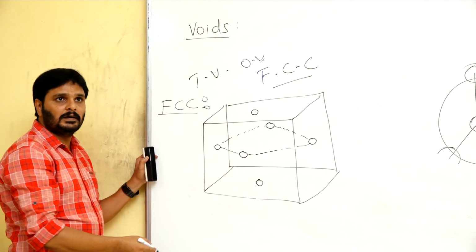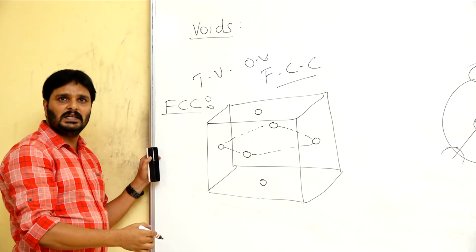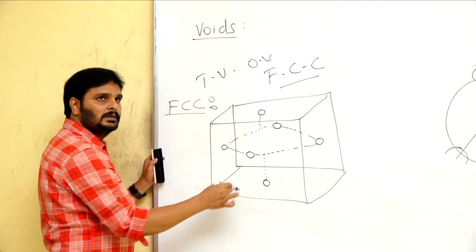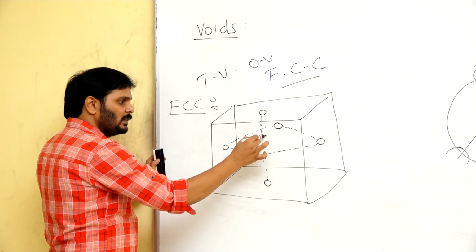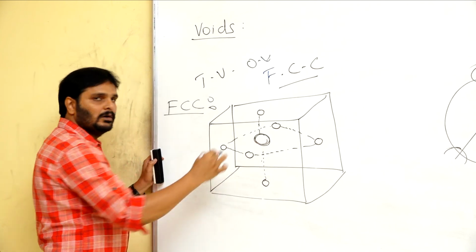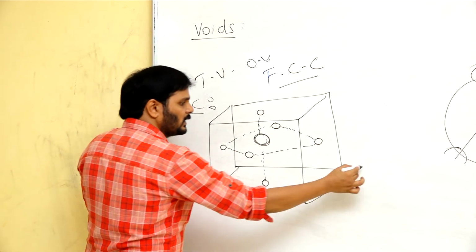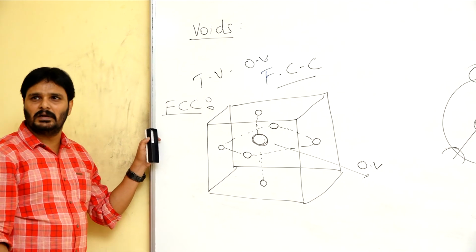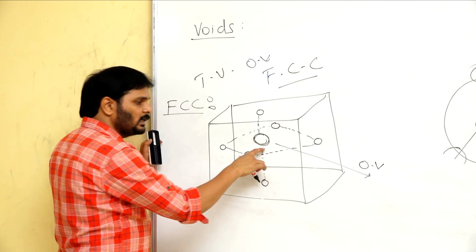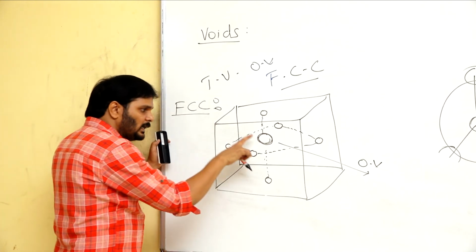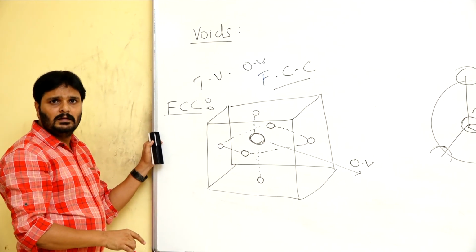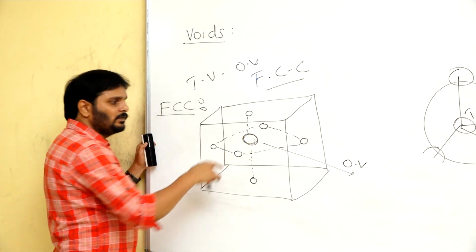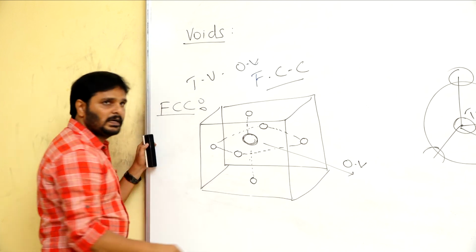Now this is square planar. All these atoms are touching each other. Then on the top one, on the bottom one, so making all these atoms one hole. Now this hole is known as octahedral void. This hole is nothing but an octahedral void. That octahedral void is exactly at the body center, because at the body center, the hole is formed. That hole is known as octahedral void.